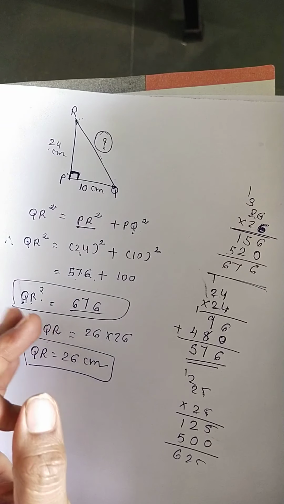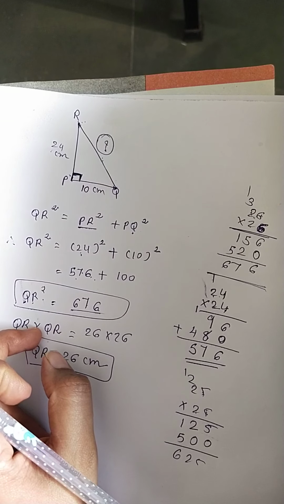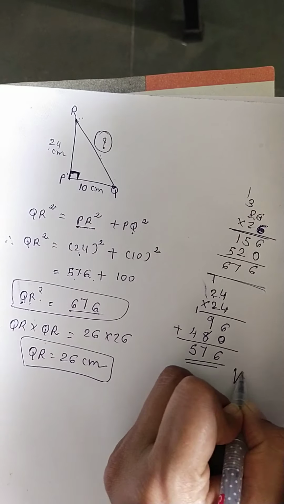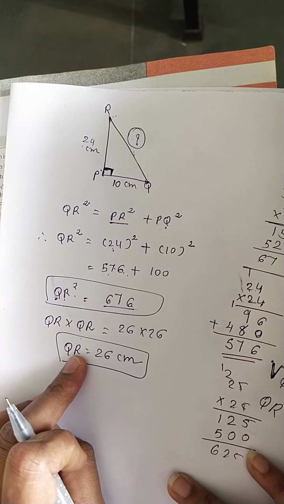Understood, students? This one is a square and this one is known as a square root. We can write like this way. This sign is known as the square root sign, and if we are writing over here QR square, then the square root of QR square is QR. So this one is known as a square root.